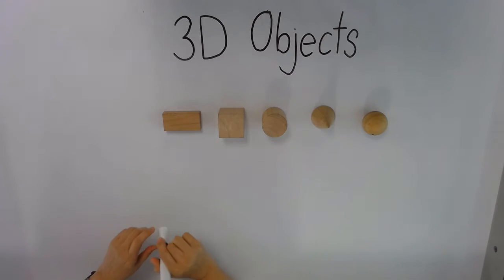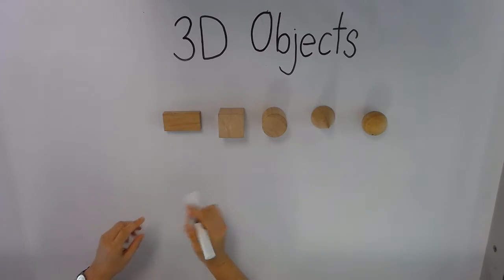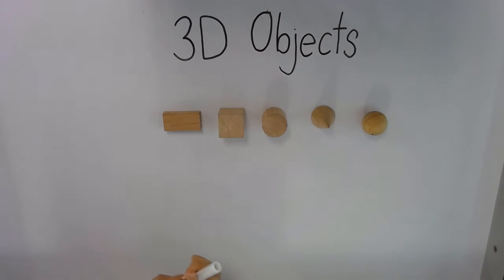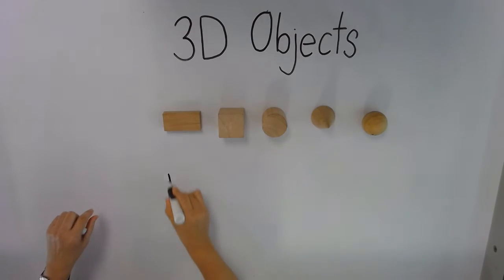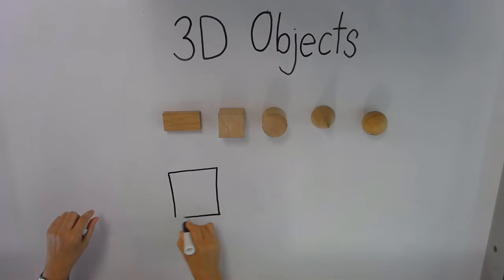Now, boys and girls, we're going to be talking about 3D objects. Last time we talked about 2D shapes, and I'm just going to quickly talk about the difference between a 3D object and a 2D shape. A 2D shape is a flat shape. So, for instance, this is flat.